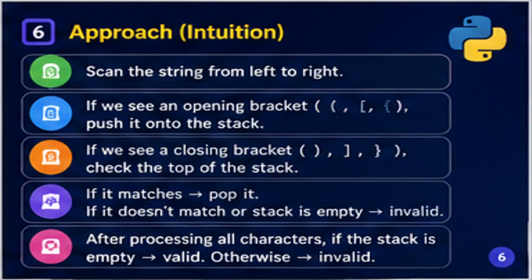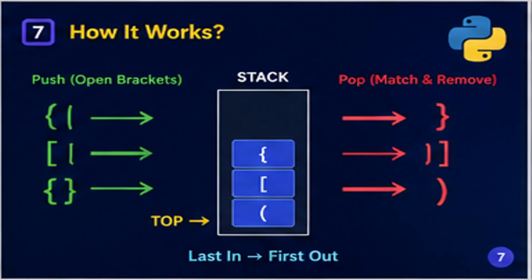Let's visualize the process. Opening brackets are pushed one by one. The newest opening bracket always stays on the top. Whenever the correct closing bracket appears, we simply pop the matching opening bracket. This continues until every bracket is matched. That's exactly why stack works so well here.